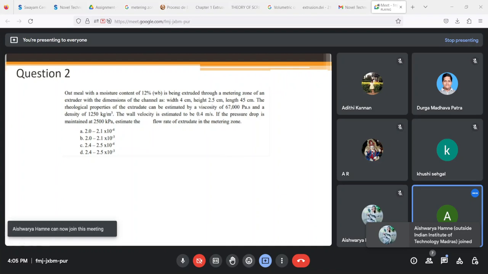So before we proceed with this, do you guys know what an extrusion process is? So any clue what an extrusion process is? You can either unmute yourself or you can post it in the in-call messages.